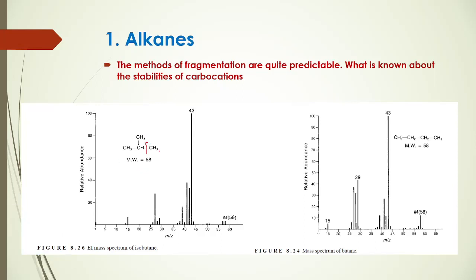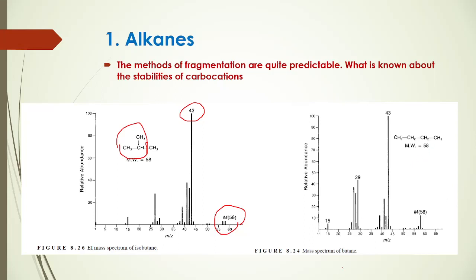In this case, the isobutane will fragment over here, and we get this kind of secondary carbocation or radical cation, which will have the peak at 43, whereas isobutane has the molecular ion peak at 58. So there are very simple and predictable patterns for alkanes.